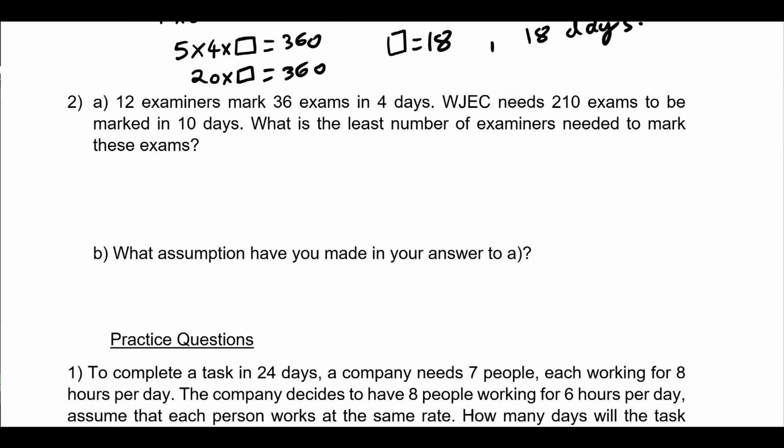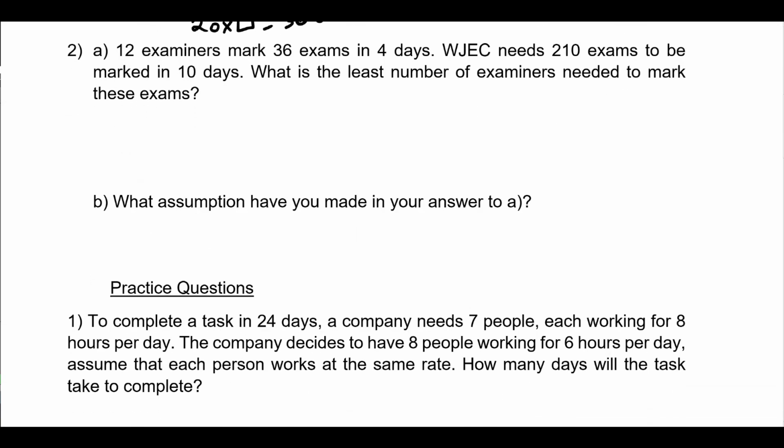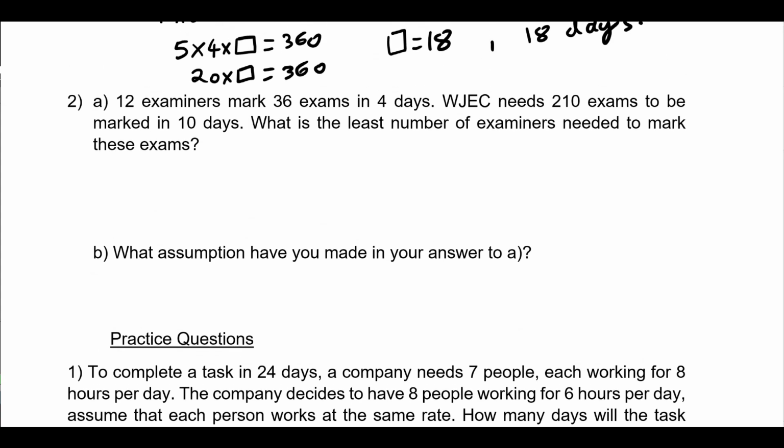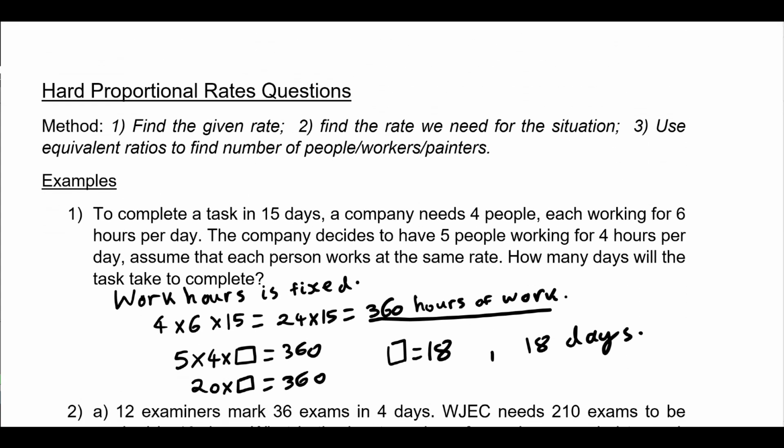This second example is the second sort of rates question you might see in a higher tier exam. We have 12 examiners marking 36 exams in 4 days. 210 exams need to be marked in 10 days. What is the least number of examiners needed to mark these exams? For this, I'm going to refer to the method at the top.